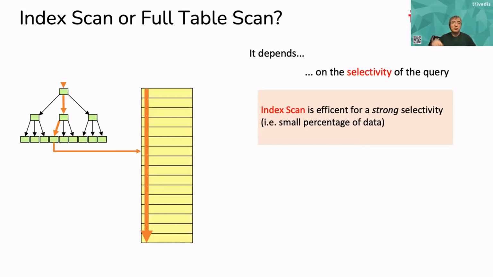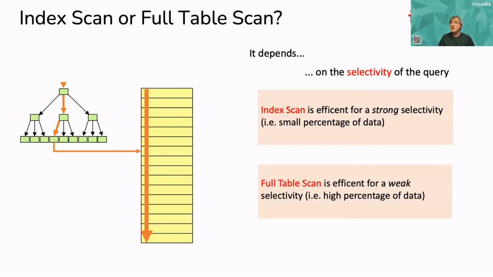So if we have 200,000 rows, addresses, for example, and we want to read only 1 or 2 or 10 of them, then an index scan is a good choice. If we want to read all addresses or most of the addresses, then we have a weak selectivity, a high percentage of data, and then a full table scan is the better choice.